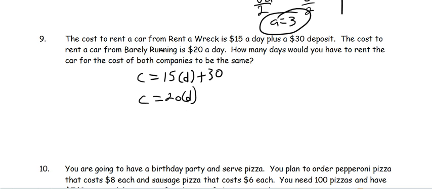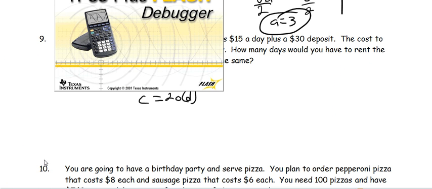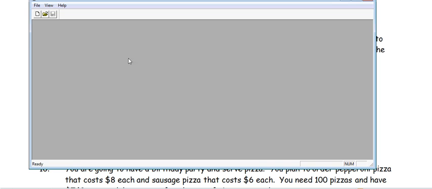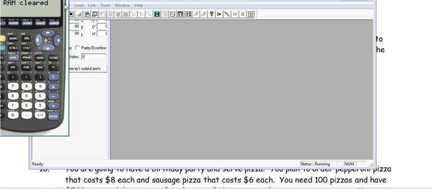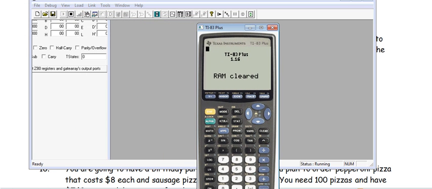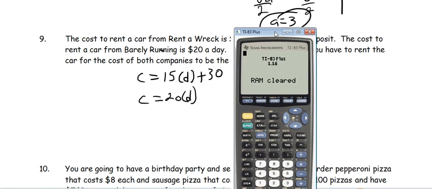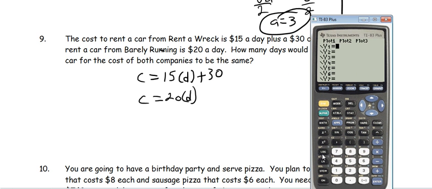Well, I think this calls for our calculator. No, not that calculator. We want our graphing calculator. All right, because we have essentially solved for y, both of them. So let me bring this down here. All right. So I'm going to go to my y equals. I'm going to put in this first one. 15 times our independent variable plus 30. And the second one is 20 times our independent variable, which is the number of days.